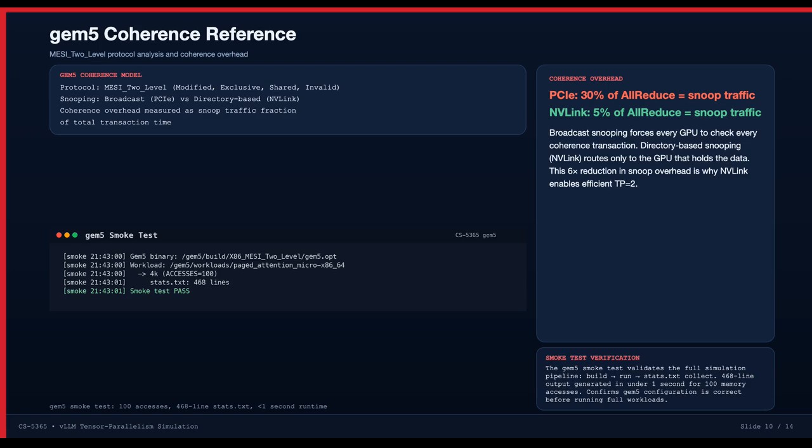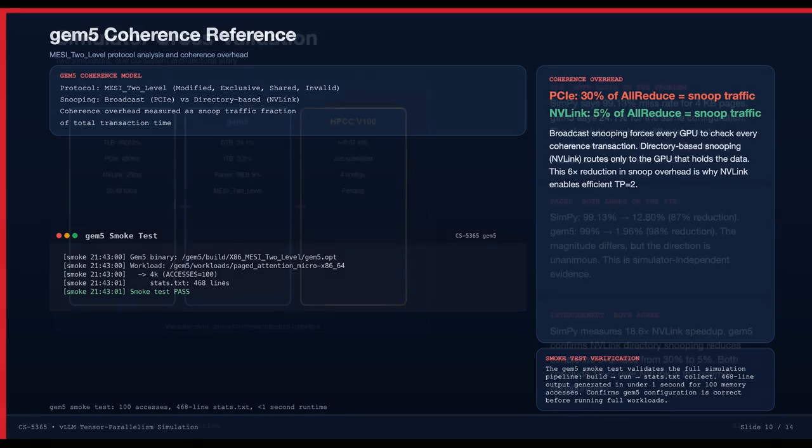So I have on here the full workload setup, but comparing apples to apples, I'm not sure I would consider the gem5 coherence reference similar to the PCI Express and NVLink setup. But we do have similar results, where 5% of all-reduce overhead for snoop traffic and 30% overhead for all-reduce snoop traffic in PCI.